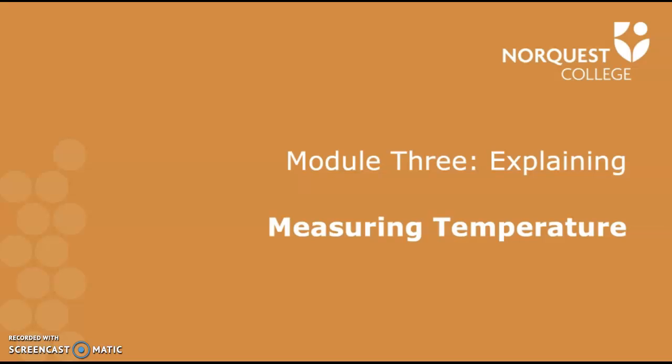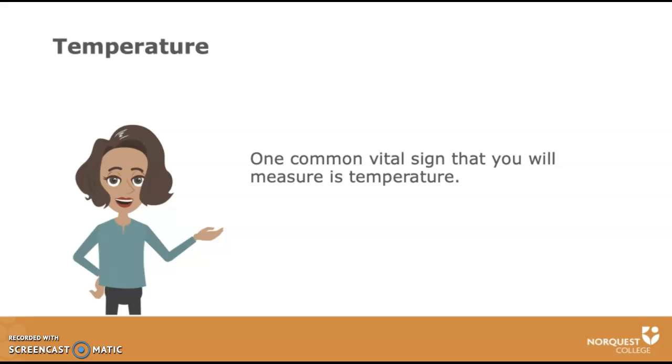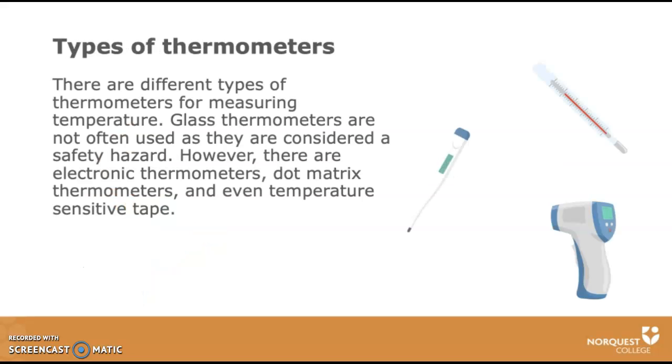Module 3, Explaining, Measuring Temperature. One common vital sign that you will measure is temperature. There are different types of thermometers for measuring temperature. Glass thermometers are not often used as they are considered a safety hazard. However, there are electronic thermometers, dot matrix thermometers, and even temperature-sensitive tape.